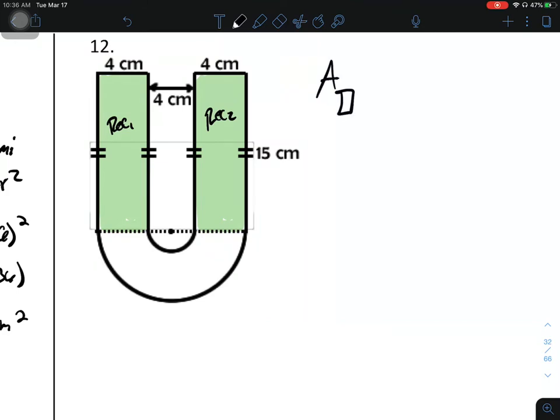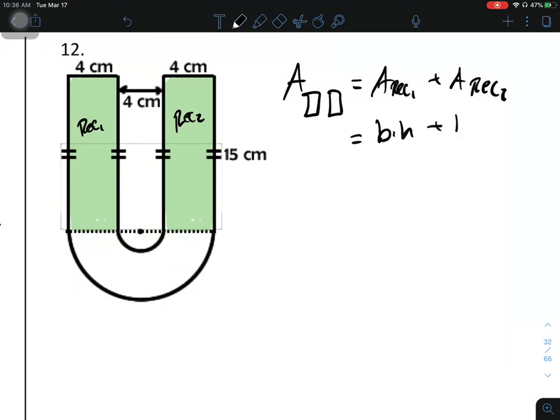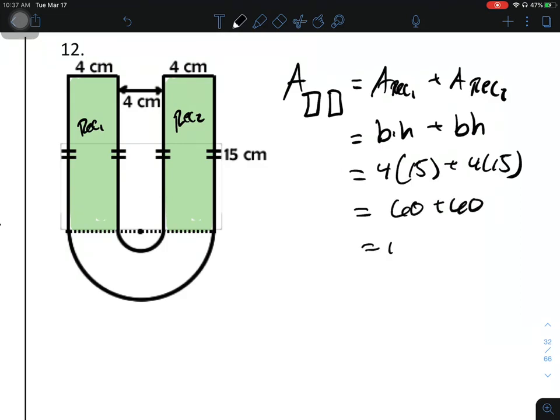So the area of those fellows right there is going to be the area of rectangle 1 plus the area of rectangle 2. Right now I'm avoiding this whole bottom part because it's a little frightening. So that's going to be a base times height plus a base times height. They're the same, so I'm not going to use subscript variables. So it's 4 times 15 for each of them. So that's going to be 60 and 60. So that's 120 square centimeters. It's for the green part.